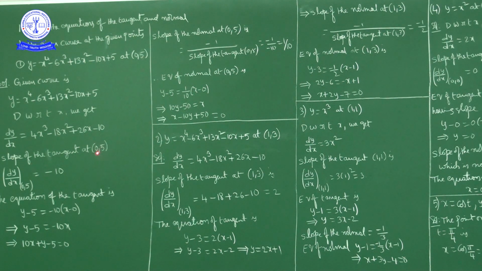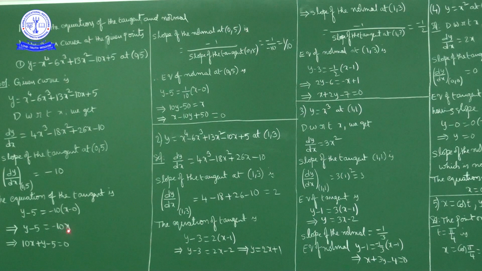So slope of the tangent at 0 comma 5, in place of x if we substitute 0, this is 0, this is 0, minus 10. So dy by dx at 0 comma 5 is minus 10. So equation of tangent is what? Equation of tangent is y minus y1 is equal to m into x minus x1. Now x1 y1 is what? 0 comma 5. So y minus 5 is equal to slope of the tangent minus 10 into x minus 0.